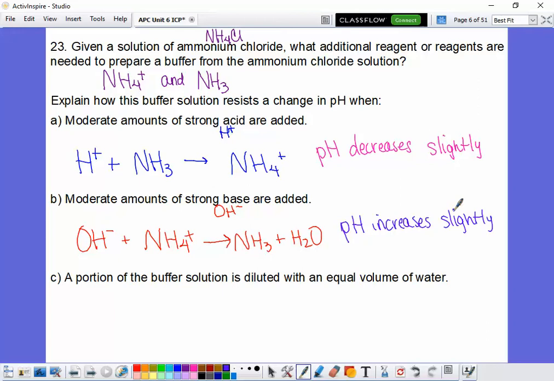All right. And then for scenario C. So what are your thoughts on this? If we dilute a portion of the buffer with an equal volume of water. So say we have a buffer system and we take 20 milliliters of it and we add another 20 milliliters of water. So the pH should get closer to 7, right? Because we're adding a substance that has a pH of 7, yeah?